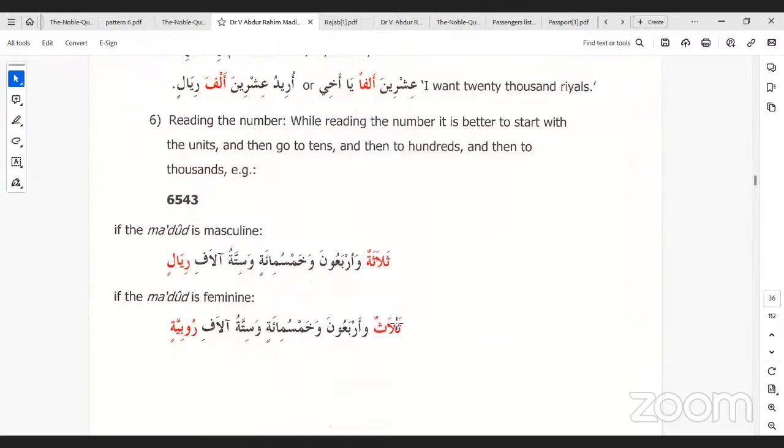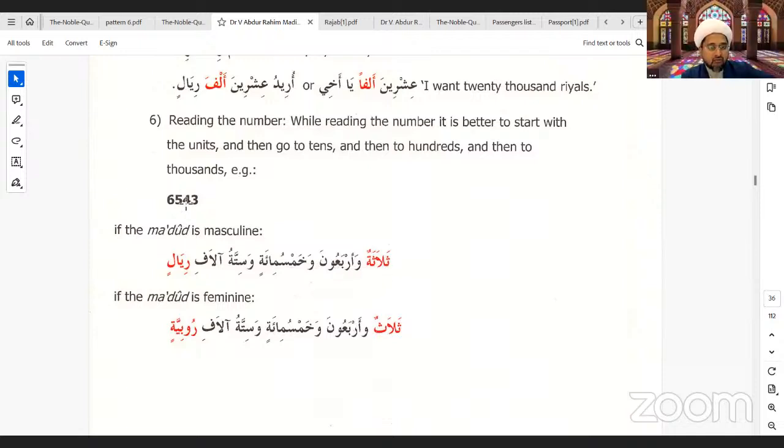While reading the number, it is better to start with the units and then go to tens, and then to hundreds, and then to thousands. So if the madud is masculine, it is thalathatun wa arba'una wa khamsumi'atin wa sittatu alafi riyalin. So Sheikh, you are starting with the 3. And you're counting 43, thalathatun wa arba'un. That's 43. Then 500, khamsumi'atin. 6,000, sittatu alafi riyalin.